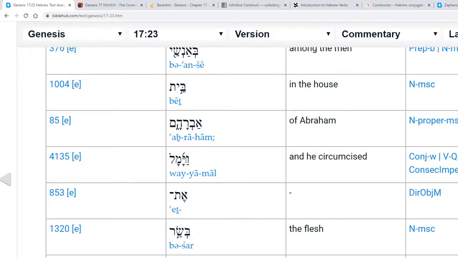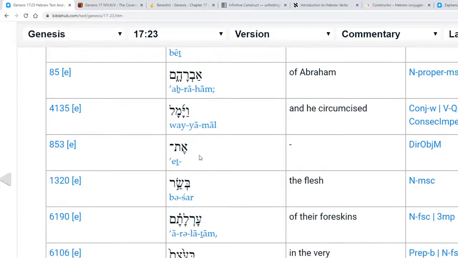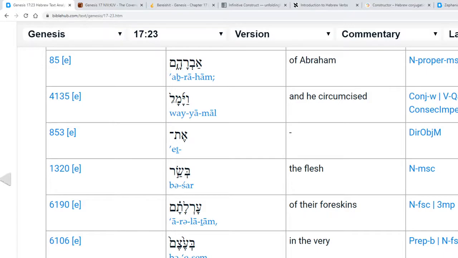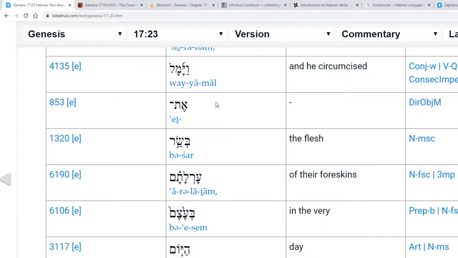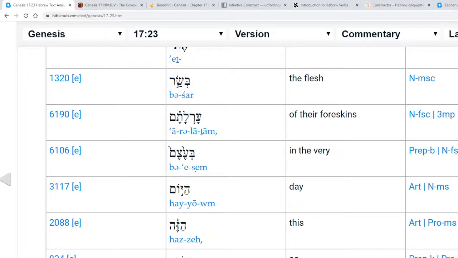Vayamol, again, conjunctive vav, and here, interestingly enough, it's not... So this may be the first time that it's not getting flipped, right? Yamol. No, it is getting flipped. Sorry, it's in the imperfect and it's getting flipped to the past tense. Like so, the root is mem vav lamed or mem lamed hey, to circumcise. Et is the direct object marker. Basar means flesh. Orlatam: orla is the foreskin, orlatam is their foreskin.